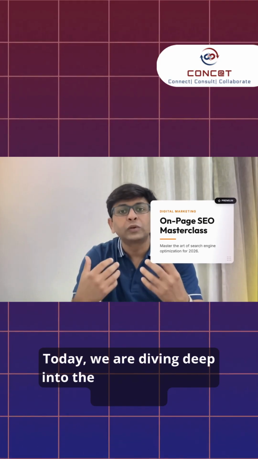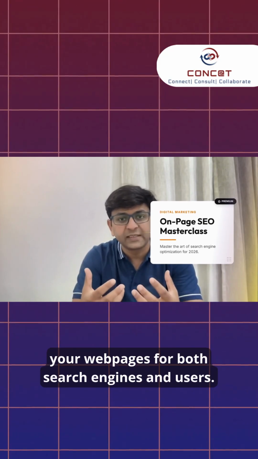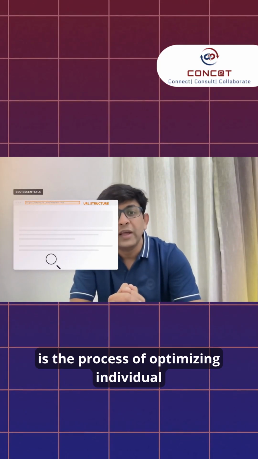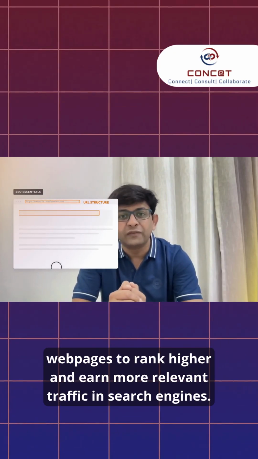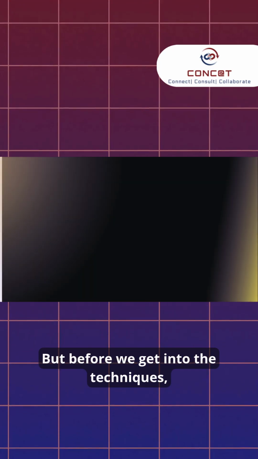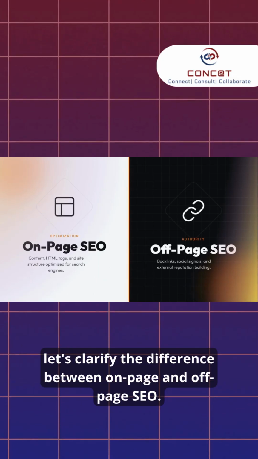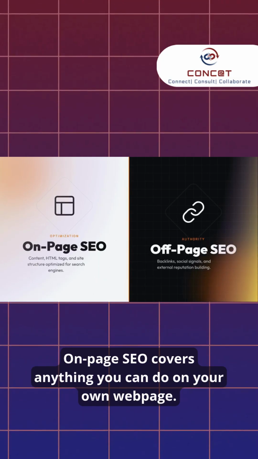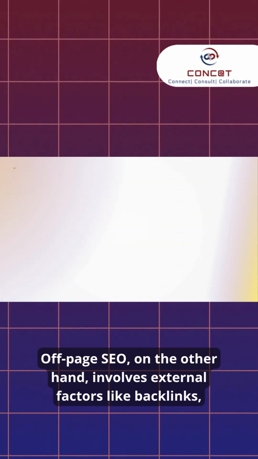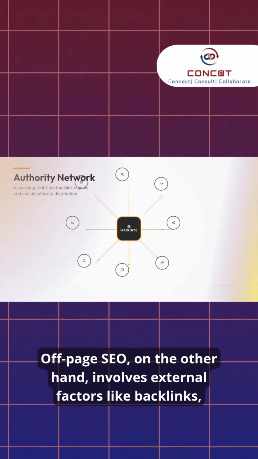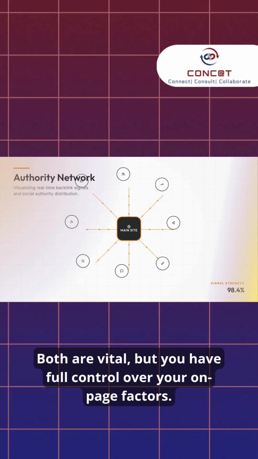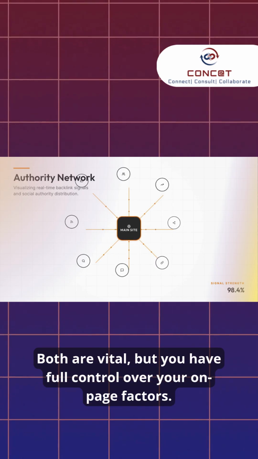Today, we are diving deep into the art and science of optimizing your web pages for both search engines and users. On-page SEO, also known as on-site SEO, is the process of optimizing individual web pages to rank higher and earn more relevant traffic in search engines. But before we get into the techniques, let's clarify the difference between on-page and off-page SEO. On-page SEO covers anything you can do on your own web page. Off-page SEO, on the other hand, involves external factors like backlinks, social media signals, and digital PR. Both are vital, but you have full control over your on-page factors.